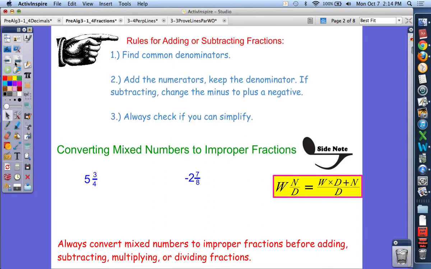One thing to note is it helps us if we convert mixed numbers to improper fractions always. So always, always, always do this. You may want to write this down over here if this makes sense to you. The way you would convert is you always take the whole number and you multiply it by the denominator, and then you add the numerator to it. So you would have the whole number times the denominator, and then you add the numerator, and that's all going to be over the same denominator. Doesn't change. So let's try this here.